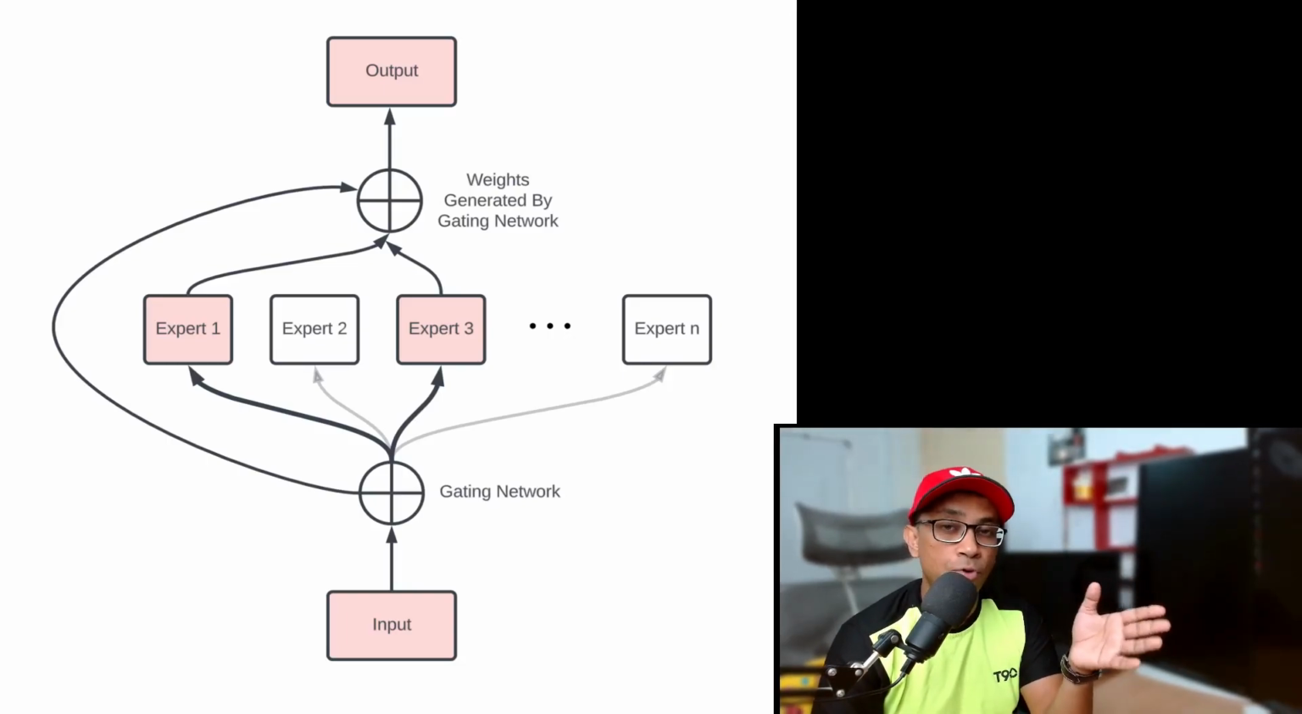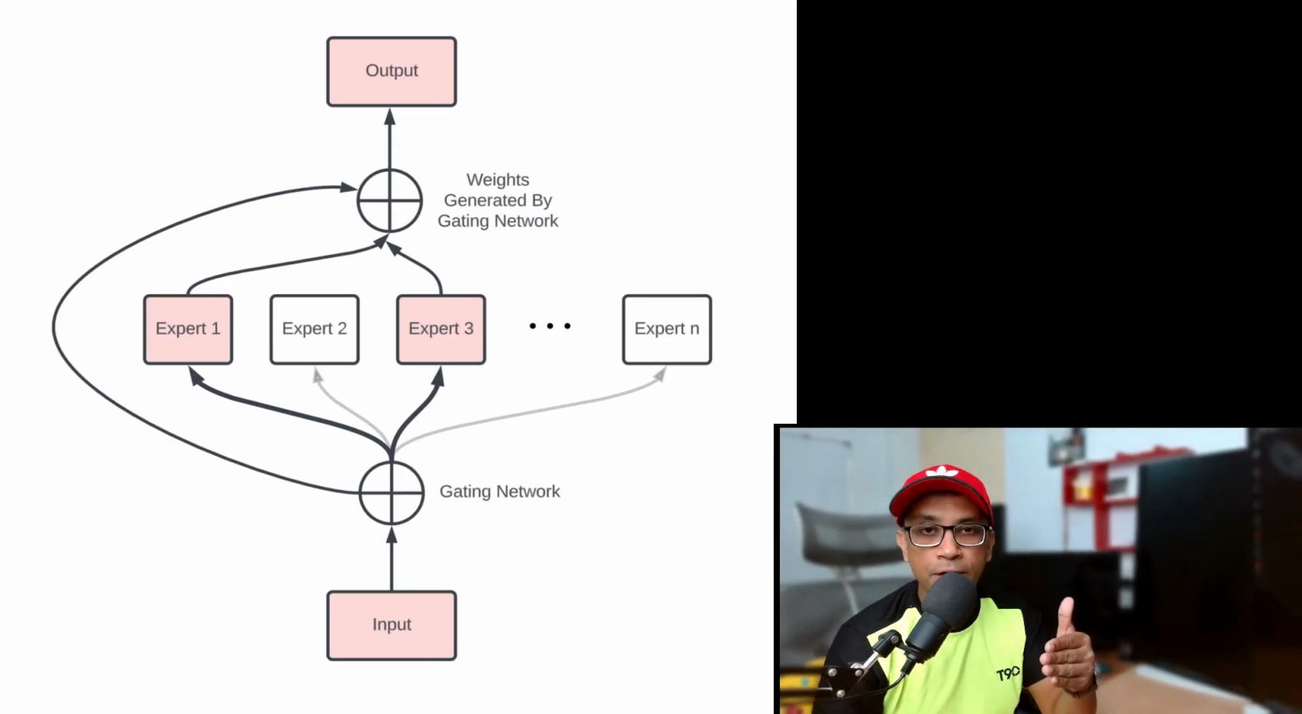And why am I saying 14 billion? Because if 2 experts are loaded and each expert is a 7 billion parameter, then it should have been 14 billion, but it is not. It is only 12.9 billion because the attention layers are shared.